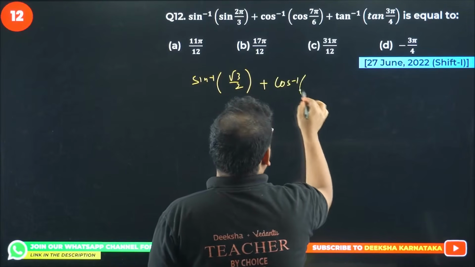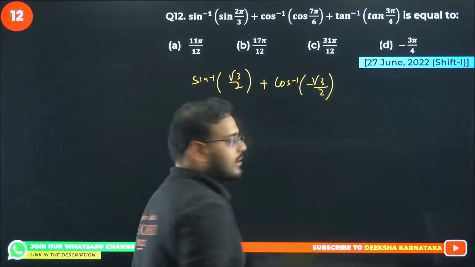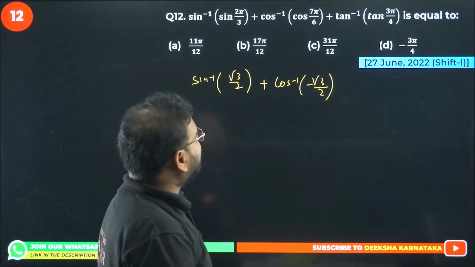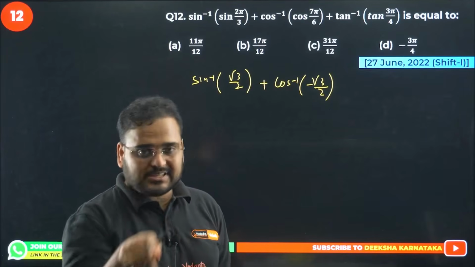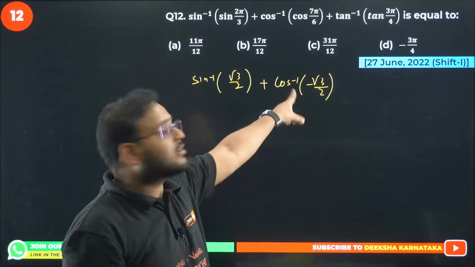Cos inverse of root 3 by 2 with a negative sign. Negative sign, it will become cos(pi plus pi by 6). So it will become cos pi by 6 only. Pi by 6 is cos 30, which is root 3 by 2. But the third quadrant is so negative.